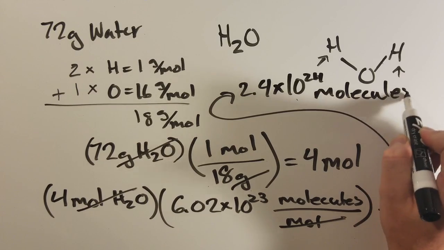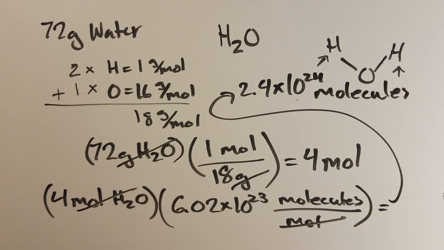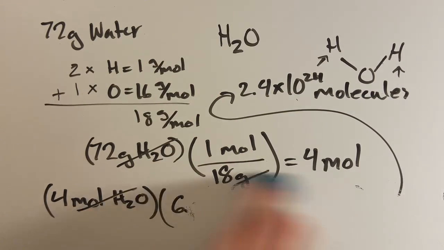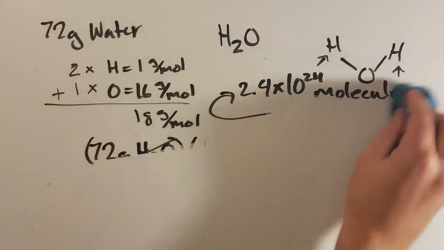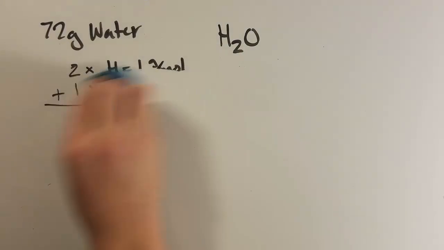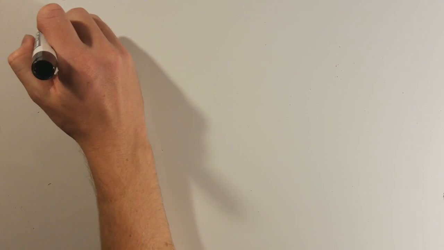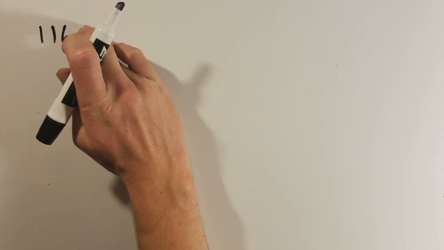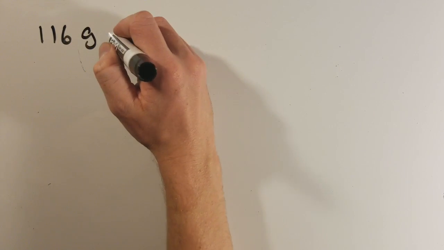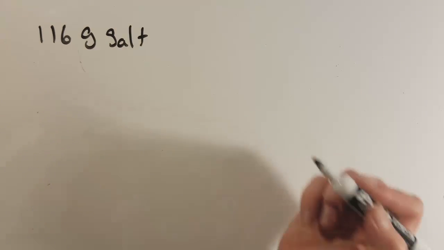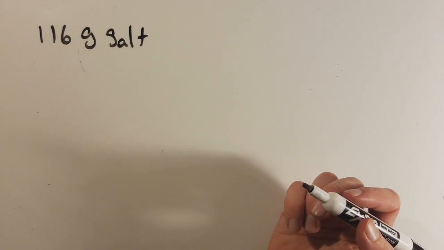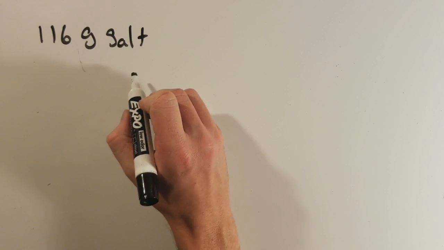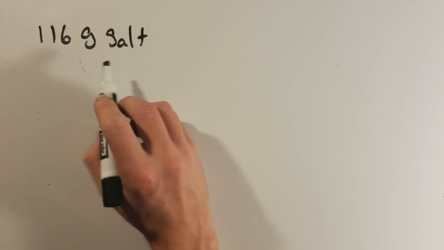Okay? We're going to do one more quick example of another molecule. Let's see, we should do salt. So say we had 116 grams of salt in your food. Whoa. 116 grams of salt in your food. And you wanted to know how many moles of salt and how many molecules of salt you had in your food. So let's just run through this again, just like we did last time. 116 grams of salt.